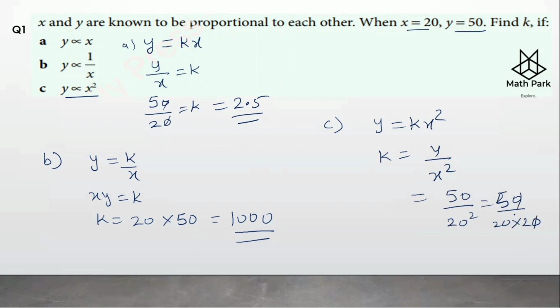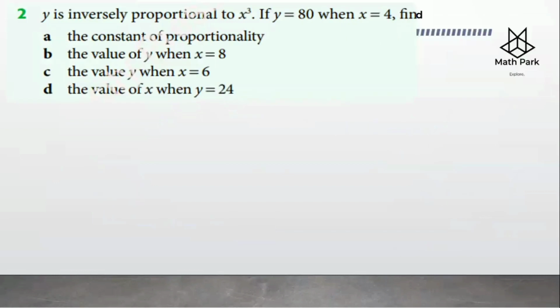So let us simplify. 5 ones are 5 and 5 fours are 20. We have 1 upon 8. And 1 upon 8 in the form of a decimal is 0.125. This is how the value of K we got, 0.125. So we are done with one question. Let us move on to the second.